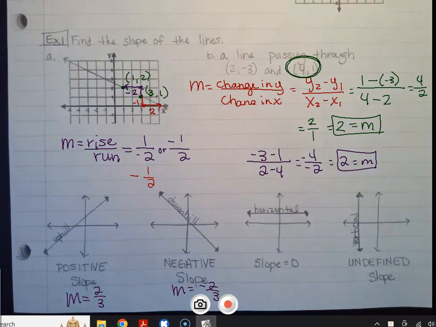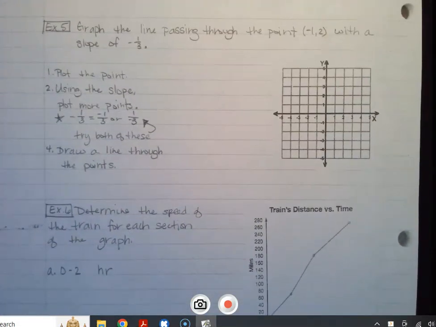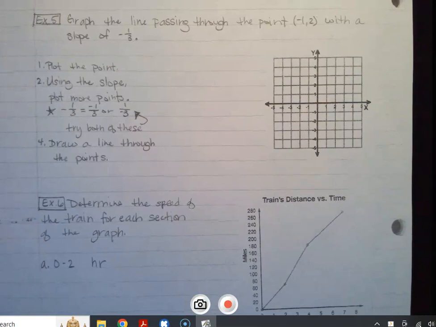All right. Then on to the back. So example 5 says graph the line passing through the point -1, 2 with a slope of -1/3. So our steps are here. First, we're going to plot the point. So we start at the origin, go back -1, up to +2. Now we get to plot more points. So step 2, using the slope, which is that -1/3, plot more points.